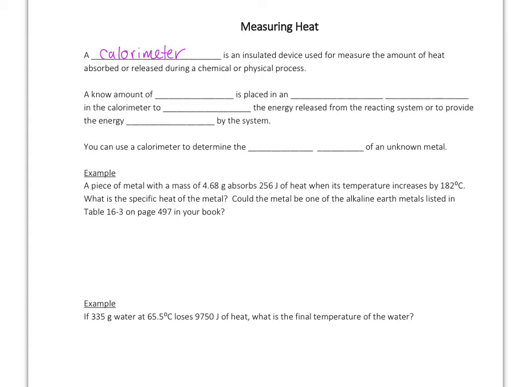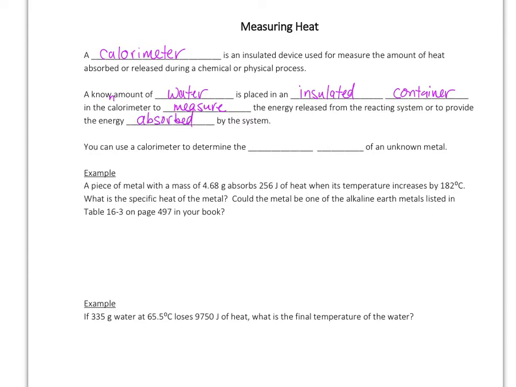A calorimeter is just an insulated device that's used to measure the amount of heat absorbed or released during a chemical reaction or a physical process. In this, a known amount of water is usually placed inside an insulated container in our calorimeter, and that's used to measure the energy that is either released from the system or absorbed by the system.